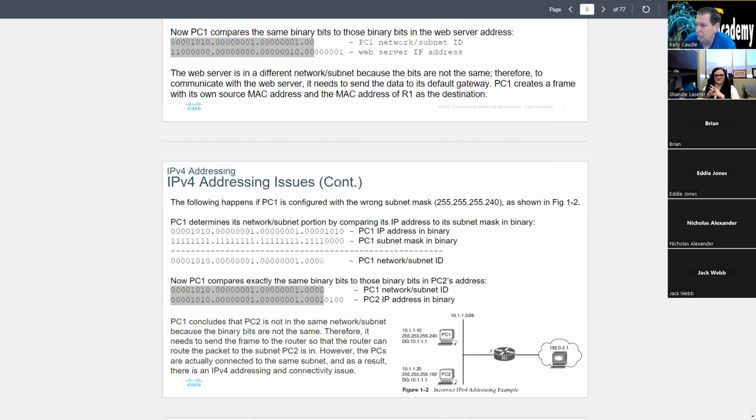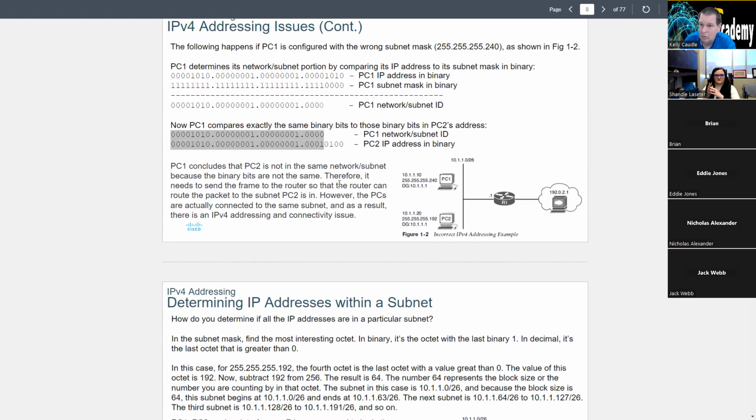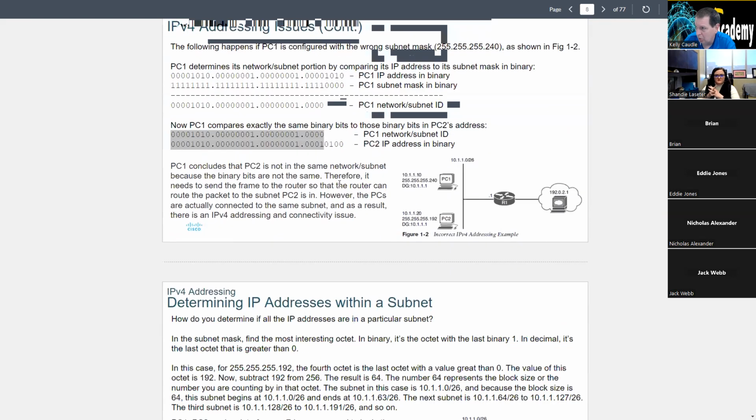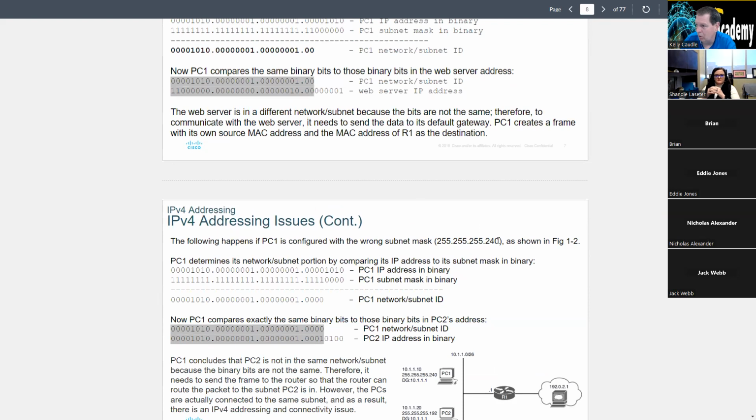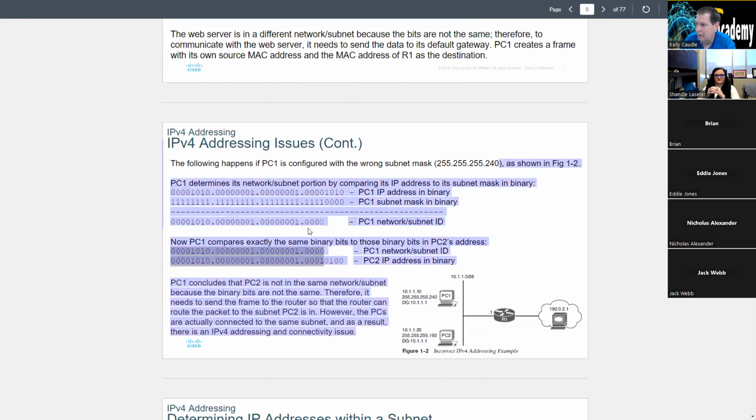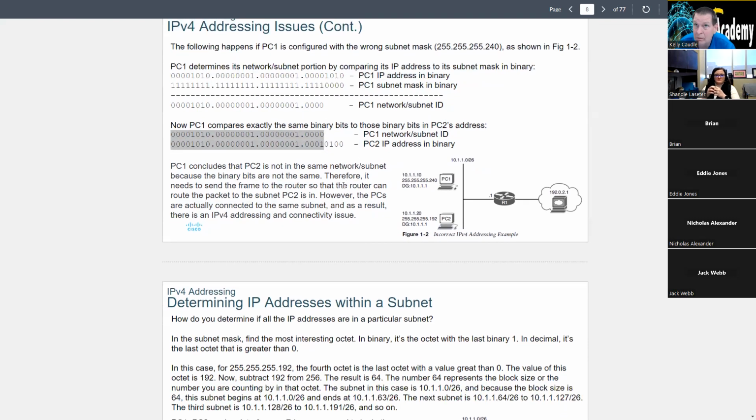Pretty simple here. Just remember, PCs are stupid. They only know ones and zeros. They are not extremely smart devices. And again, this is just showing what happens if you have the wrong subnet mask configured on a PC. It can think it's on the wrong network and try to send something or not send something locally when something is local, or vice versa.